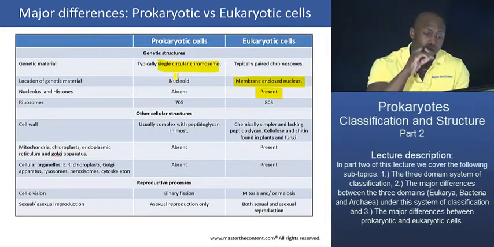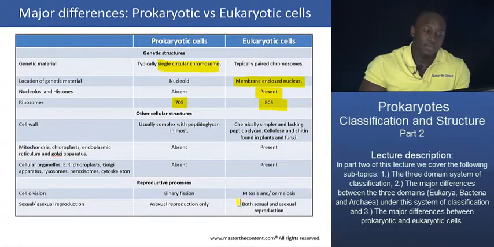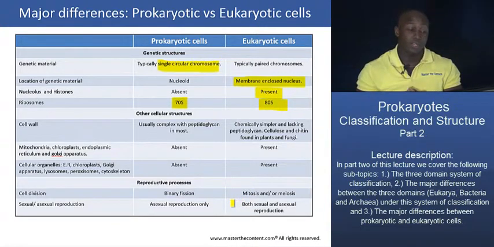Now, what about the ribosomes? In prokaryotic cells, we have what we call 70S ribosomes, and in eukaryotic cells, we have 80S ribosomes. So a 70S ribosome is basically a ribosome that consists of a small ribosomal subunit, a 30S subunit, and a large unit that is about 50S.